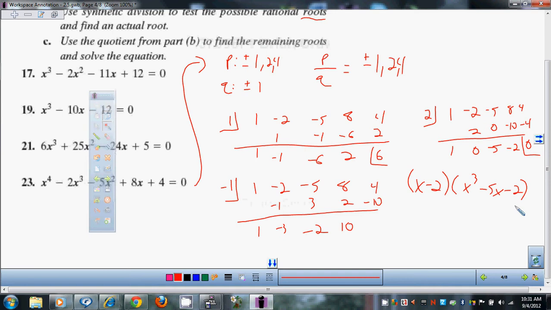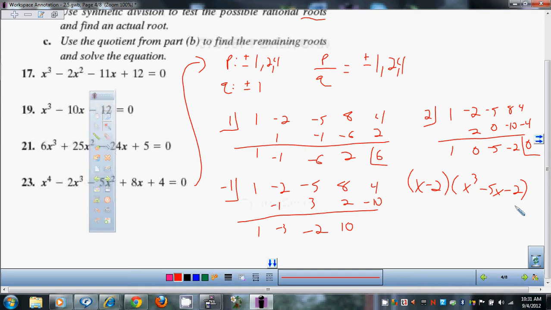Now, important step to notice here. We have to keep doing the same method, but we are going to plug numbers into this function now. We're going to take synthetic division of this one. We're no longer going to go back to the original. We've already factored the original into this. So we're going to look for this.